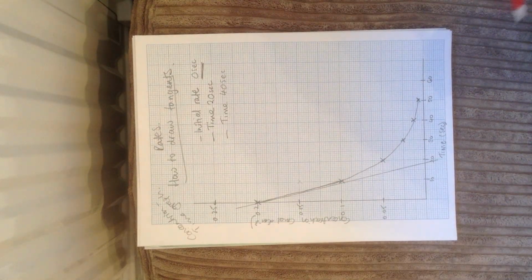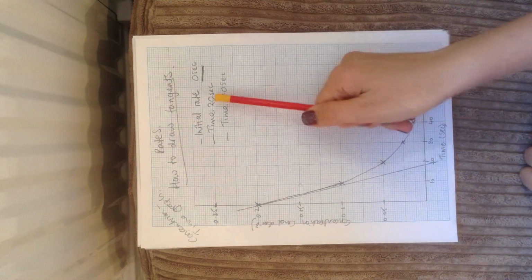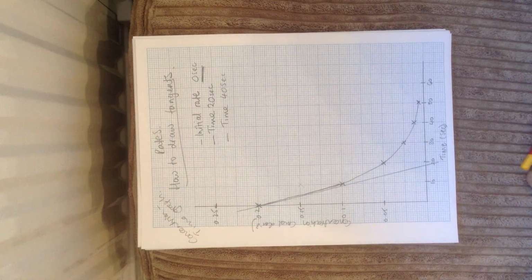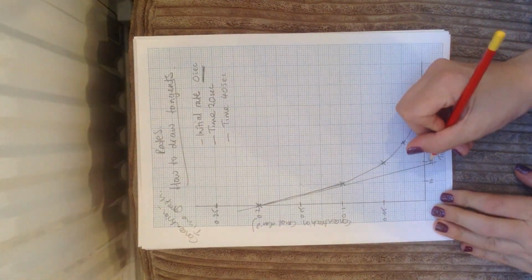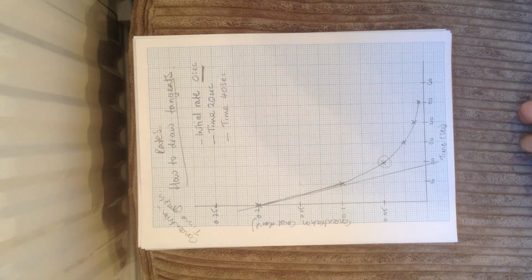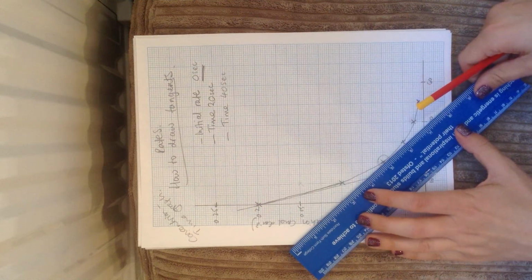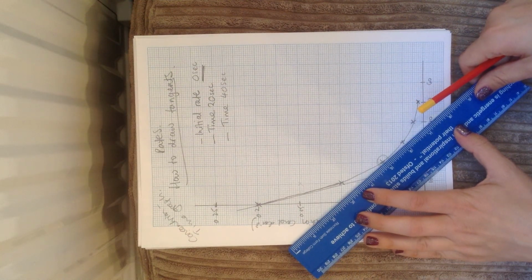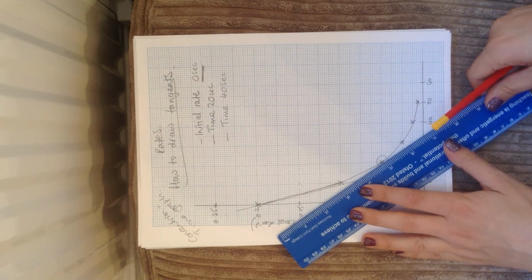So now we've done the initial rate tangent, it's crossed both our axes. I'm now going to show you how to draw a tangent at time 20 seconds. You go to your x-axis, you go to 20, that's that data point there. I now want to draw a tangent at 20 seconds. All you do is you go to your curve of best fit again and just try and find the best possible fit onto that graph.